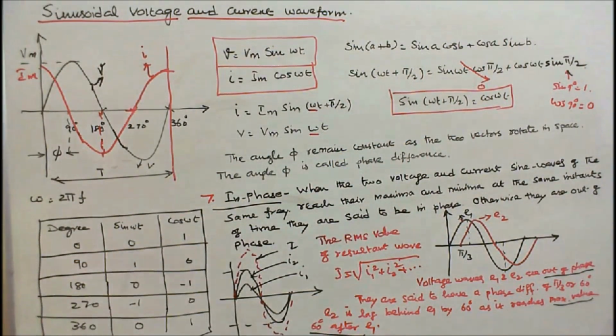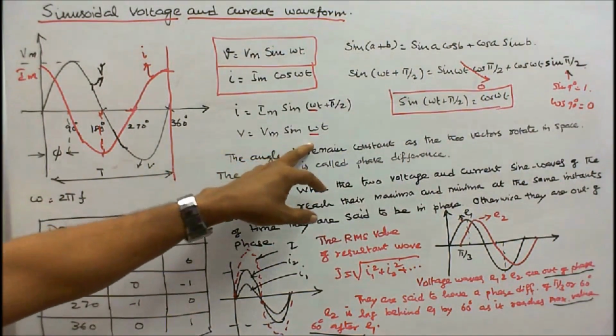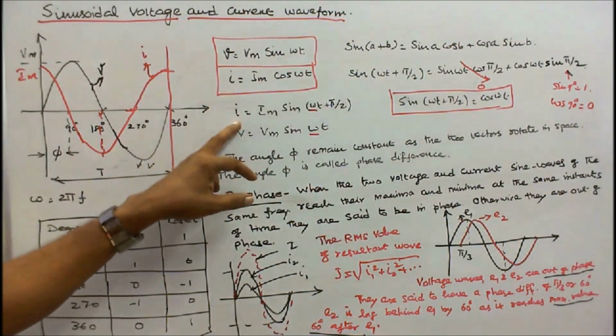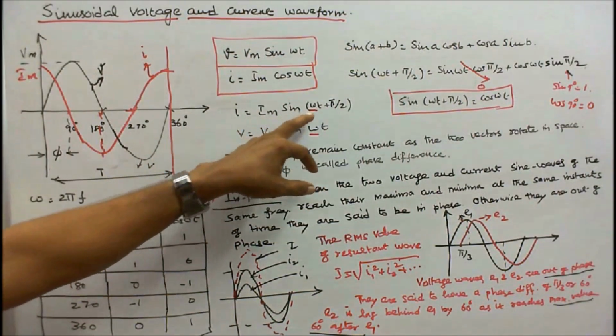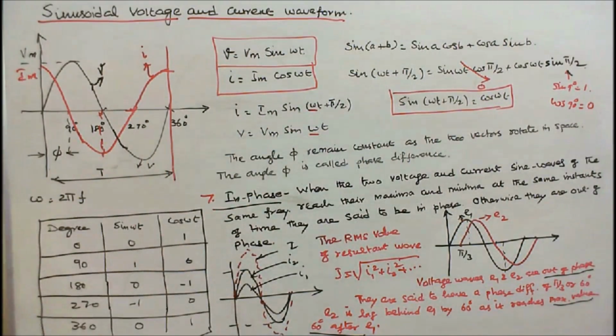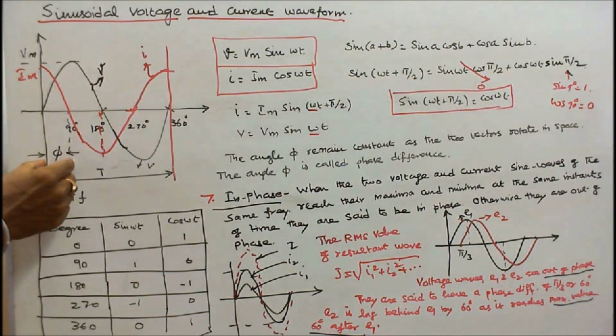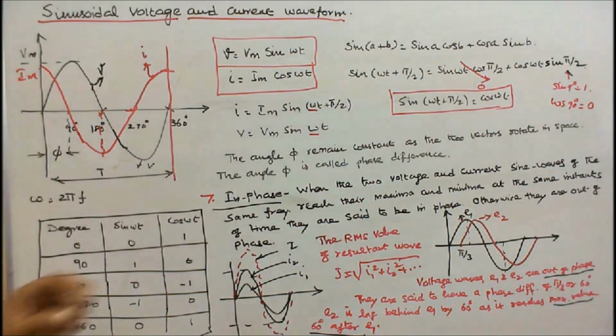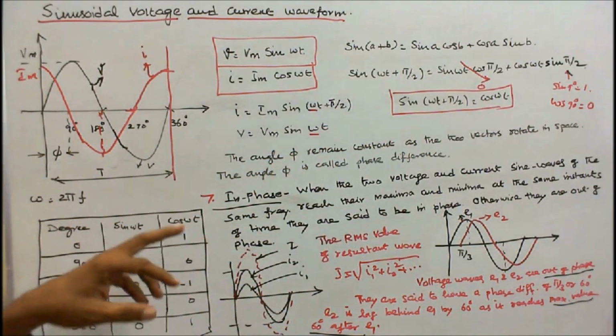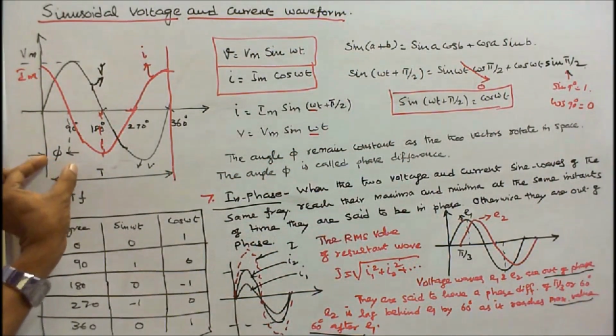Now, I rewrite the equation. V is equal to Vm into sin omega t. I is equal to Im into sin(omega t plus phi), with phi equal to pi by 2. Here the angle phi remains constant as the two vectors rotate in space. The angle phi is called the phase difference.